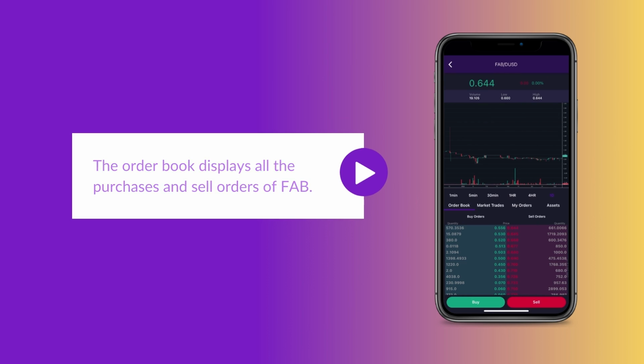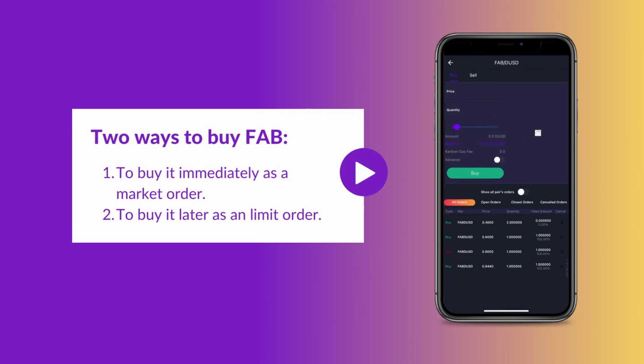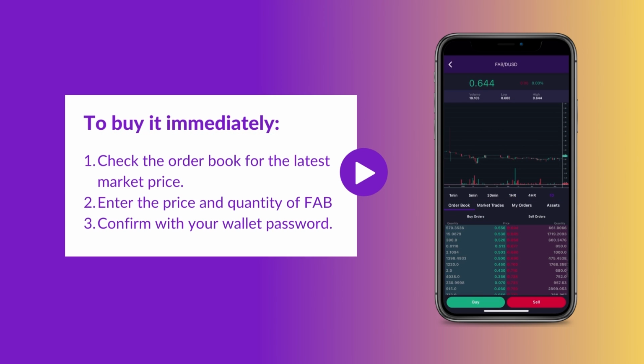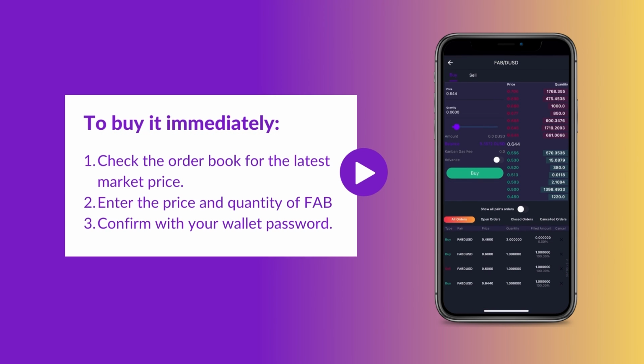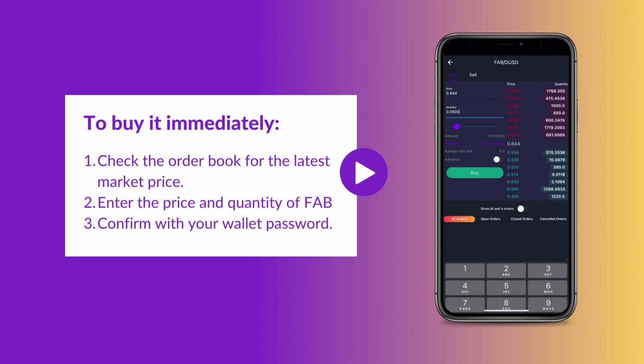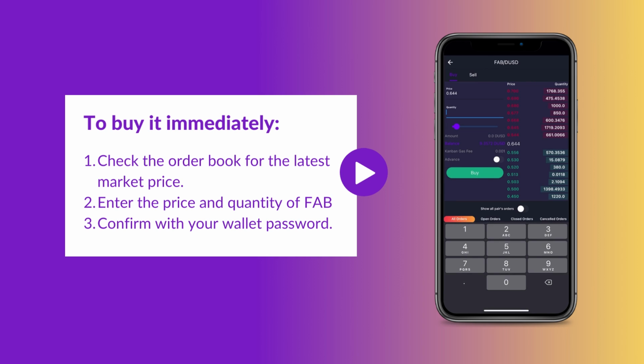trade FabCoin. There are two ways to buy FabCoin on eXchangily. To buy immediately via a market order, check the order book for the latest market price, and you can also view the existing sell orders. Select the quantity you would like to buy and confirm your purchase with your wallet password.